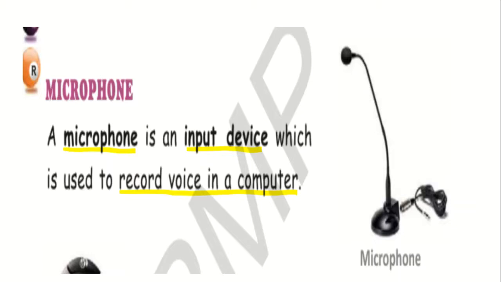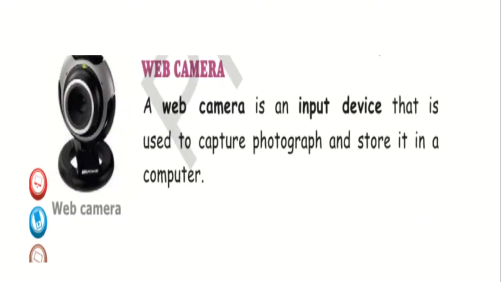Now it is time to read about the last input device, and it is a web camera. A web camera is an input device that is used to capture photograph and store it in a computer. So the function of web camera is to capture photograph on the computer and to store it in a computer as well.